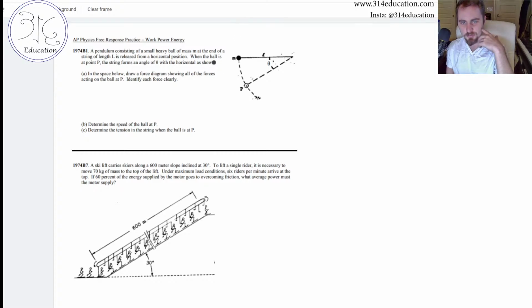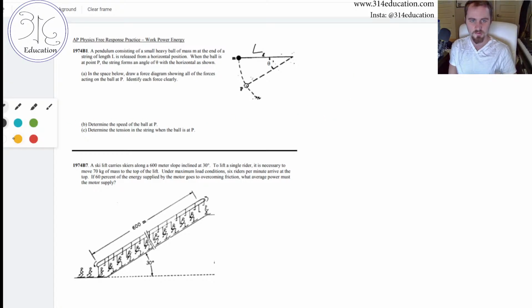First one, we've got a pendulum consisting of a small heavy ball of mass m at the end of a string of length L. So that's this little L there. They use the little swoopy L. It is released from a horizontal position. When the ball is at point P, so down at this point here, the string forms some angle theta with the horizontal. In the space below, draw a force diagram showing all the forces acting on the ball at point P.